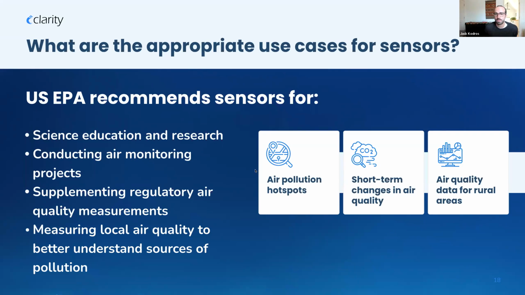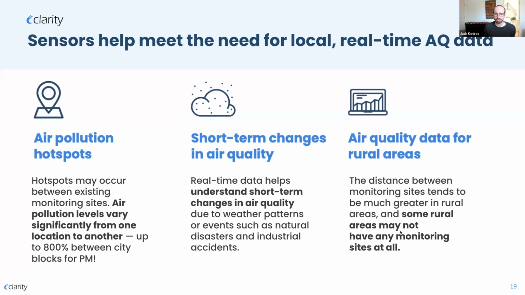So we talked a little bit about where we see the best use cases of low-cost air quality sensors. The EPA has offered some guidelines for their use. These include science education and research, conducting air quality monitoring projects, supplementing regulatory air quality measurements like the example I just showed, and measuring local air quality to better understand sources of pollution. These can be categorized into three broad categories: hotspots, short-term changes, and air quality data for rural areas.